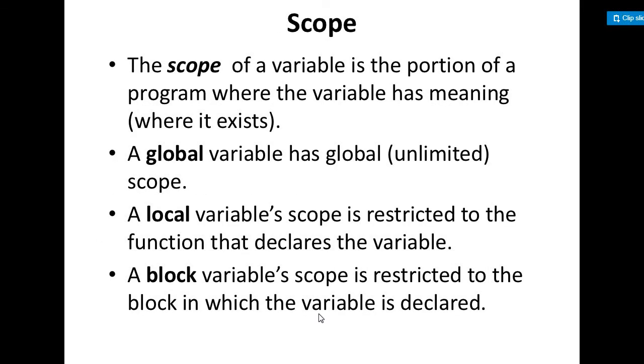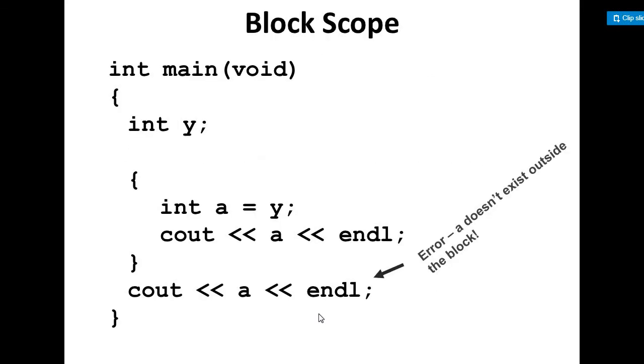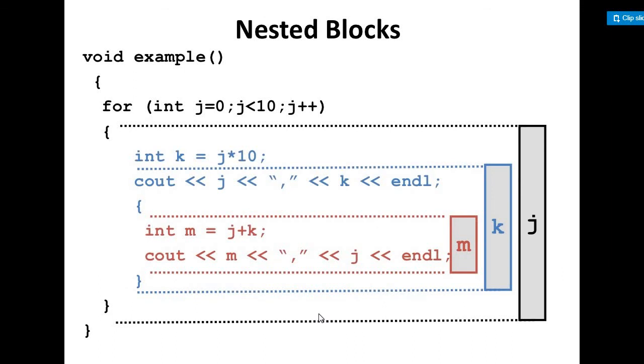Scope: the scope of a variable is the portion of the program where the variable has meaning. So a global variable has global scope, unlimited scope. A local variable's scope is restricted to the function that declared the variable. A block variable's scope is restricted to the block in which the variable is declared. So block scope: these are main, these are y, these are a value, this is a nested block.